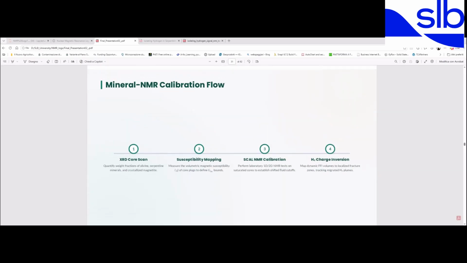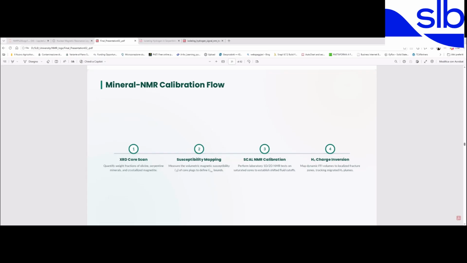Okay, how we can calibrate the logs is essential. Have an XRD core scan and SCAL petrophysical analysis. Perform 2D SCAL petrophysical analysis tests on saturated cores to establish the shift fluid cutoff. The XRD scan is placed to quantify the weighted fraction of olivine, serpentinite minerals and crystalline magnetite. The susceptibility mapping measures the volumetric magnetic susceptibility of core plugs to define the gradient bounds. The SCAL analysis is structured on a saturated core to establish the shift fluid cutoff. If you have a saturated core, you can also have the shift cutoff, and we analyze it in the next step.